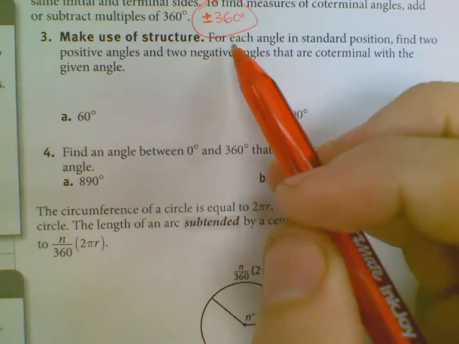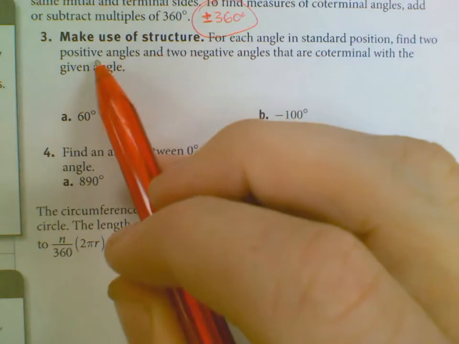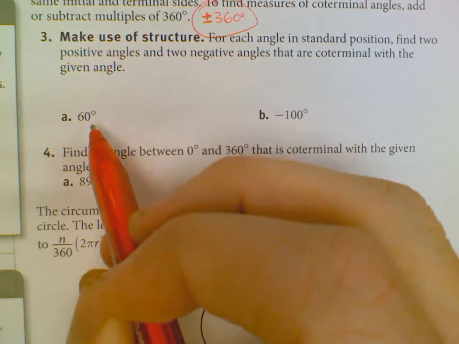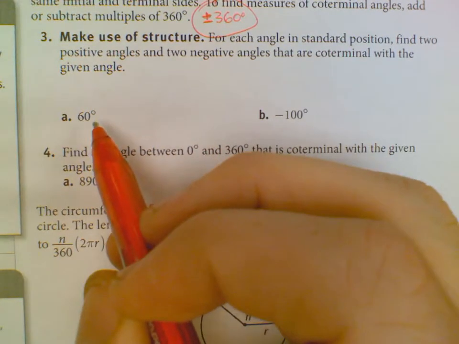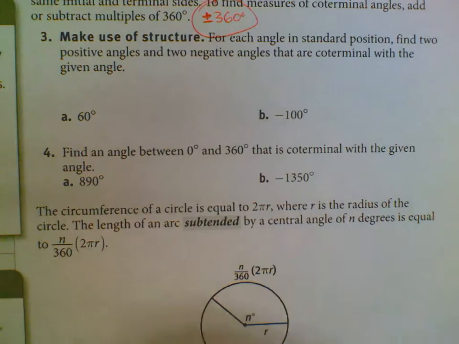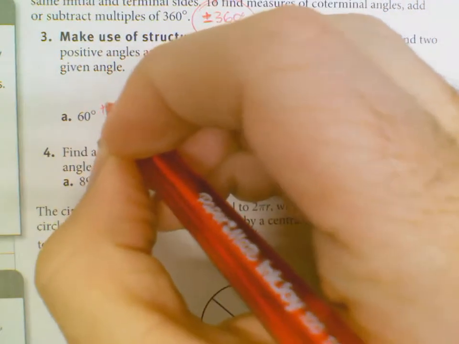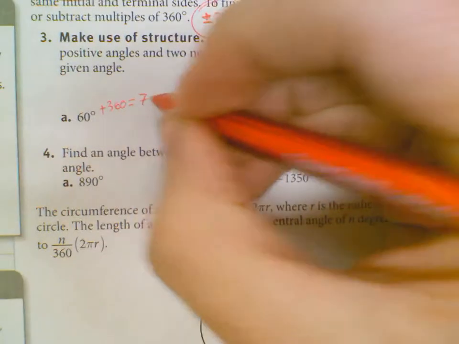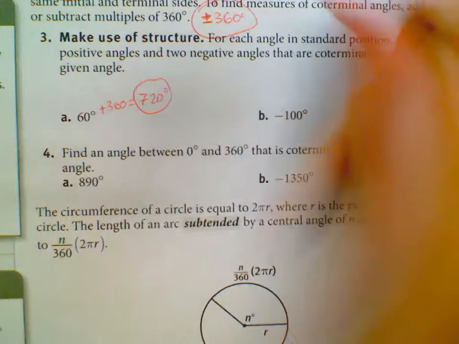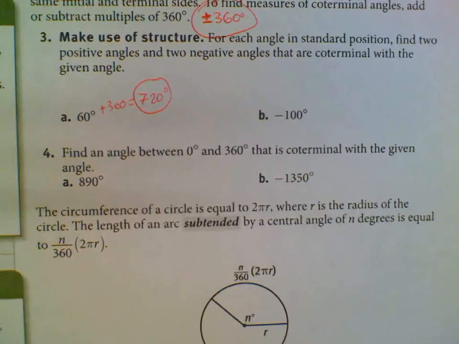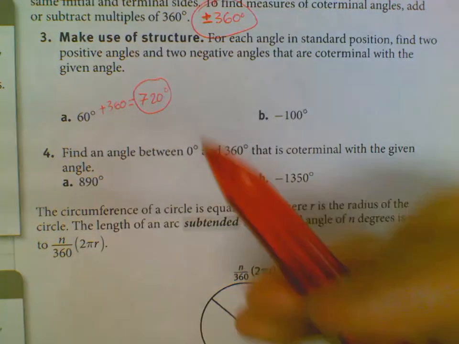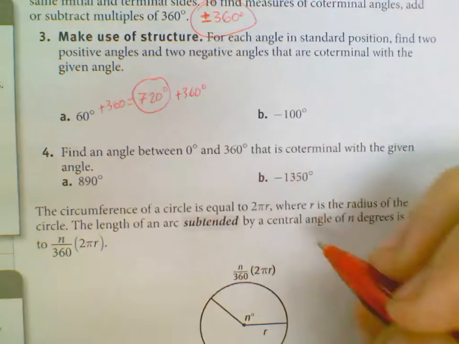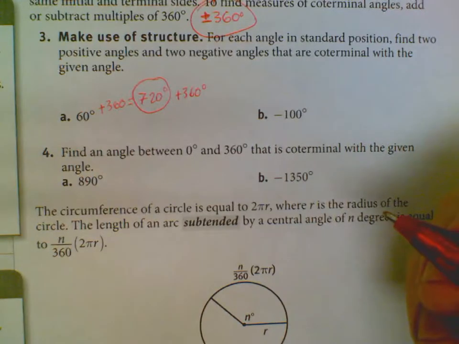Okay? Specifically, they want us to find 2 positive angles and 2 negative angles. All right, how am I going to do that? Pretty straightforward way to do that. Add and subtract 360. So if I'm at 60, I could add 360. 360 plus 60, that is 720. Boom. 720 will end at the same place that 60 did. Okay? I'm supposed to find 2 positive, but I already found, oh yeah, just add 360 again. Add 360 to 720. What does that come out to be?